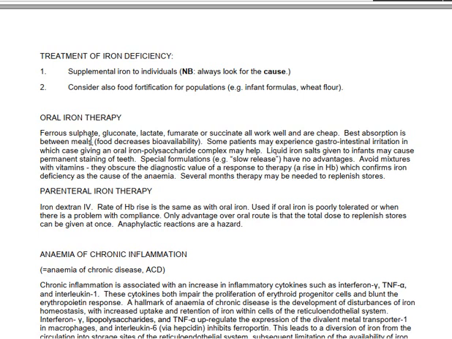You should not take it with food. Food decreases the bowel availability of iron. The more you eat food, the less iron is going to be absorbed. Is it clear? So it's between meals that you take the iron supplement. Some patients may experience gastrointestinal irritation, in which case you give iron polysaccharide complexes. Is it clear? So those are the cases.